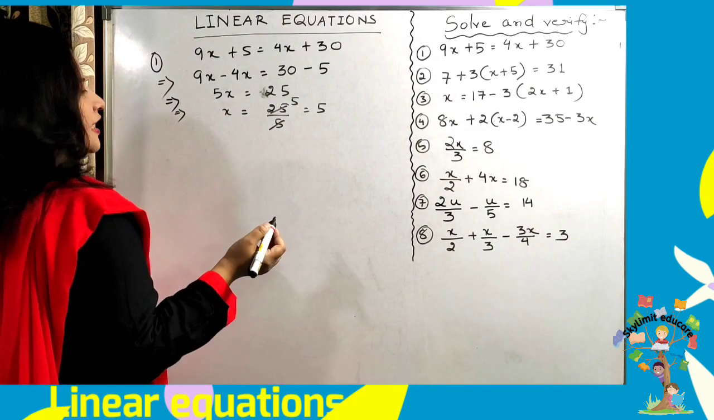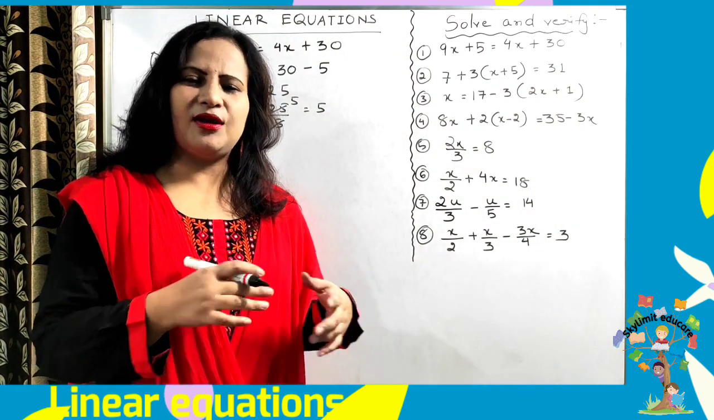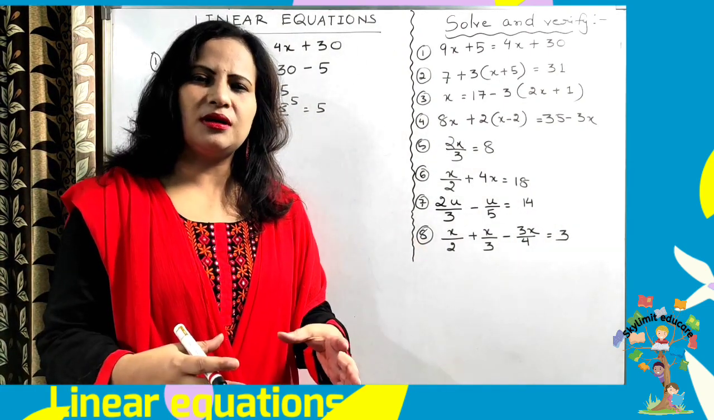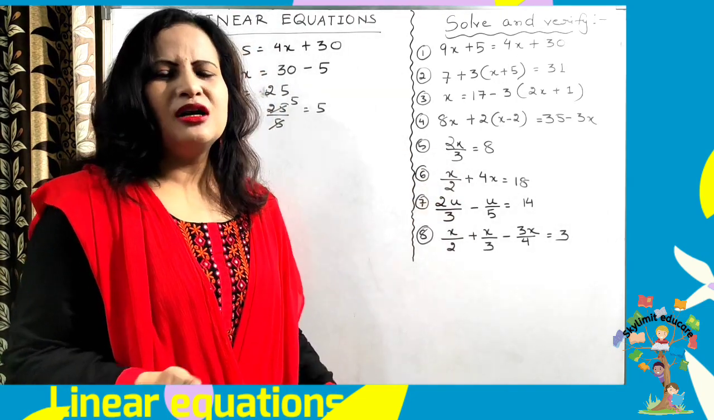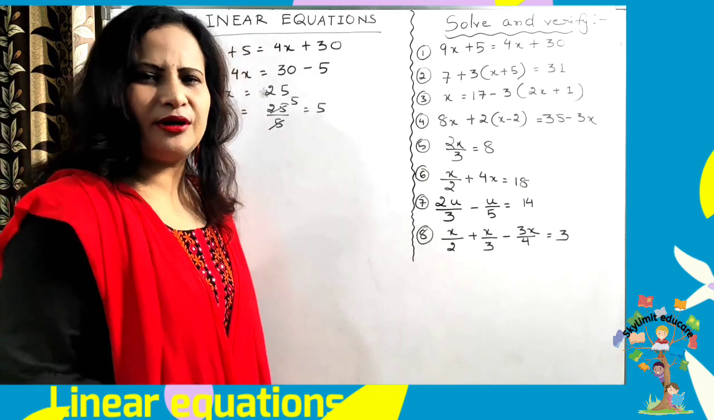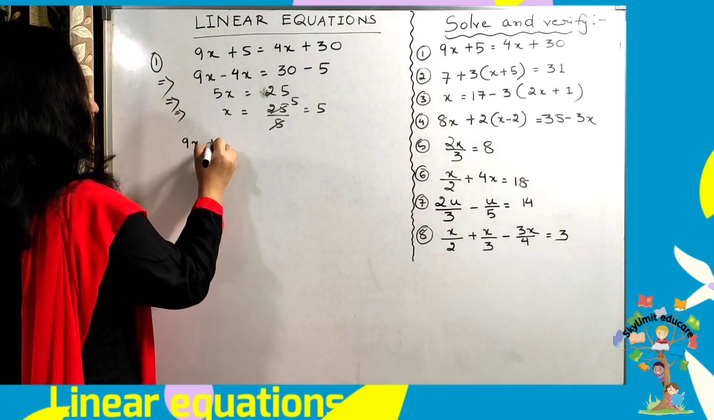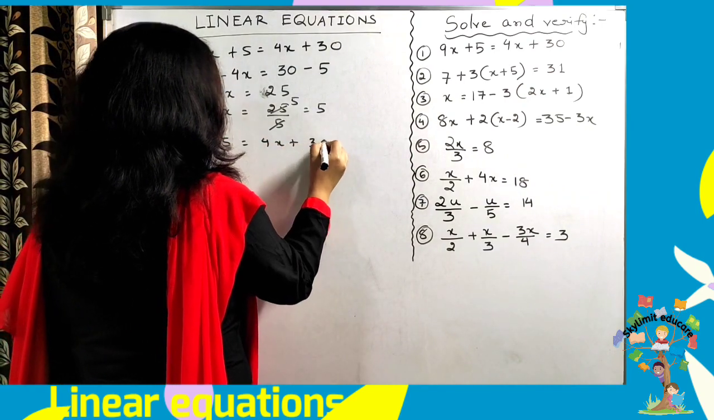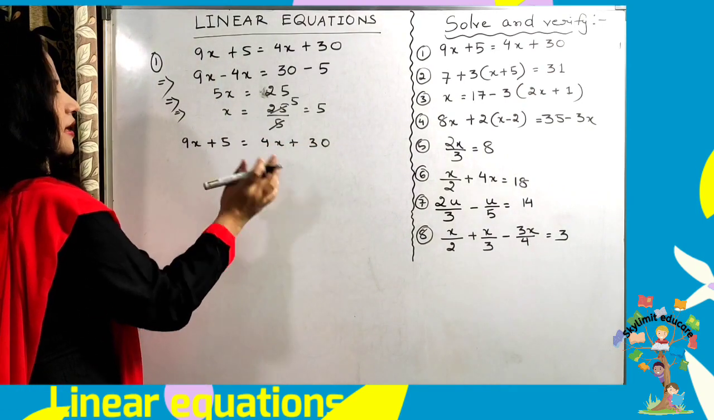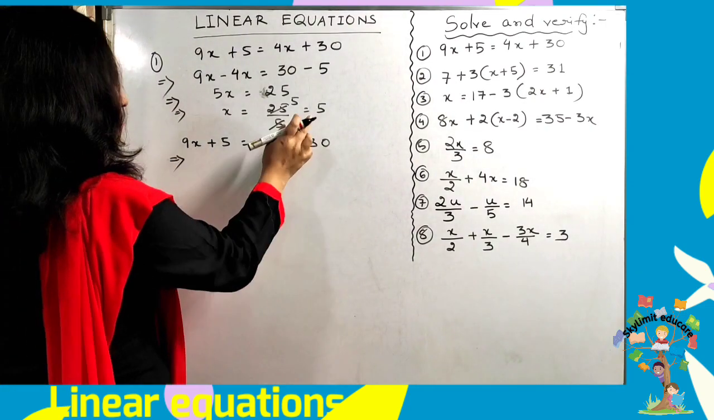So now let us verify. You can do verification in two ways. You can take LHS and RHS and prove that both sides are equal, or you can also write it in a single line. I will show you both ways with different numbers. Whatever method you feel comfortable with, you can do it in that manner. Let us write the question once more: 9x plus 5 is equal to 4x plus 30. This is one way of verifying, or you can write LHS equals 9x plus 5 and find the value separately. What is the value of x I have got here?